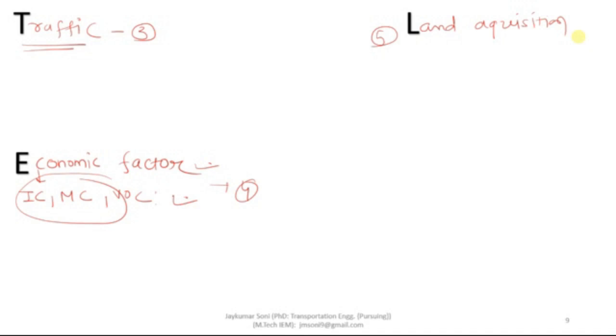Because whenever the team goes to acquire the land which is already a part of built-up area, it will be difficult and time-consuming for them to acquire such land. So it should be such that the least problem of land acquisition should be involved. So this was the fifth criteria.